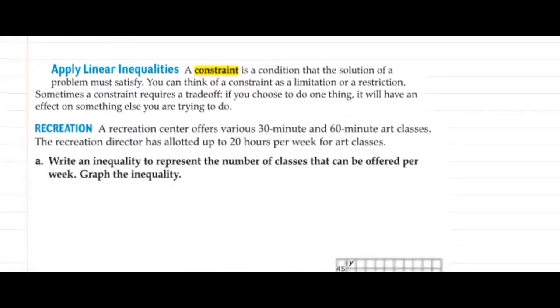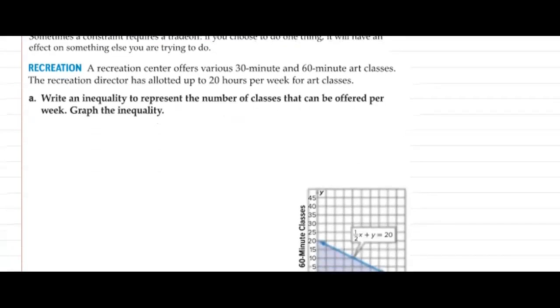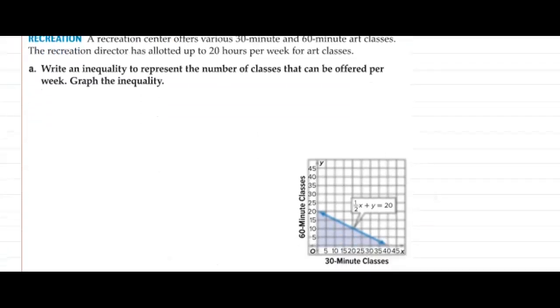All right, let's talk about constraints. Constraints are conditions that the solution of a problem must satisfy. You can kind of think of it as a limitation, a restriction. You can do one thing, but you have to pay for it. For example, in our first example here, we have a recreation center. They offer 30-minute and 60-minute art classes. The director has allowed up to 20 hours per week to be used for the art classes.